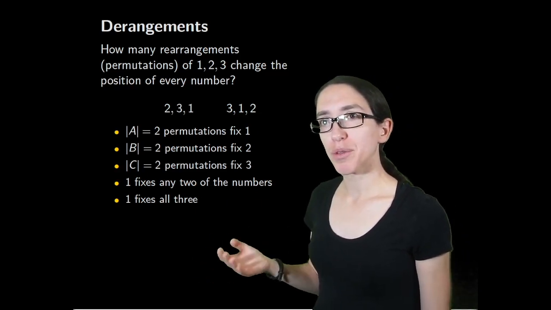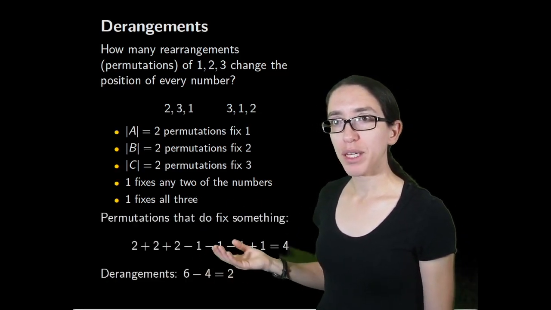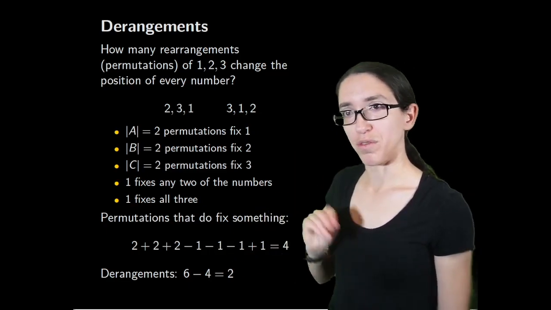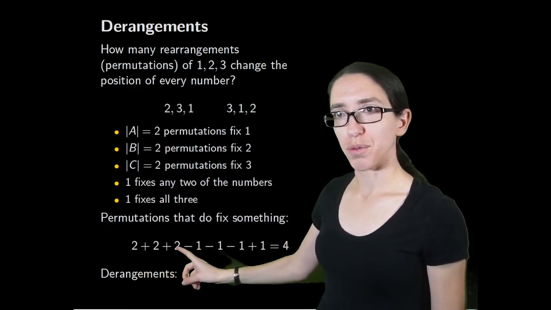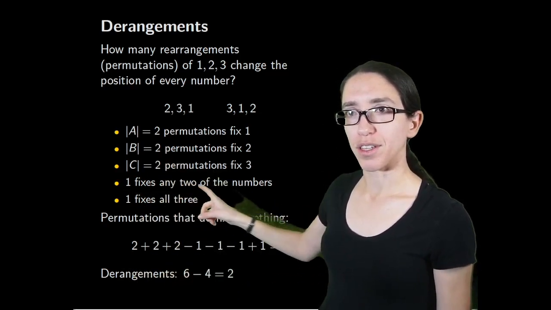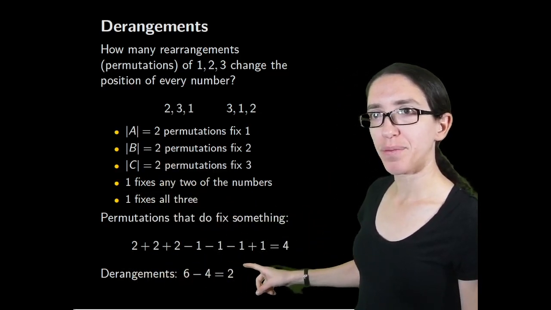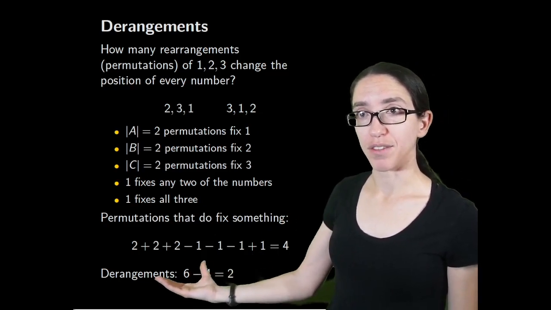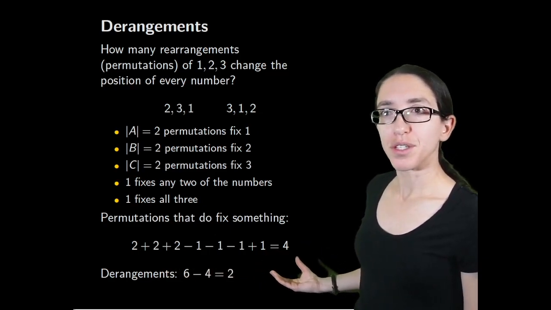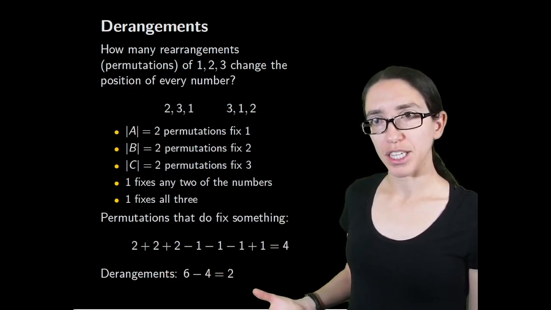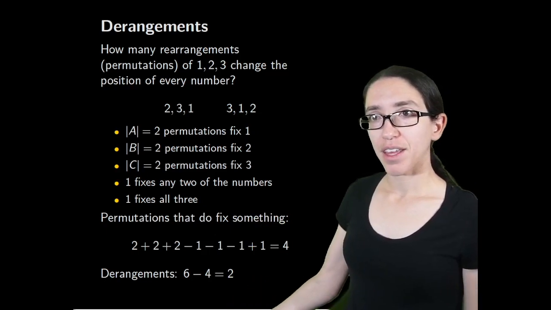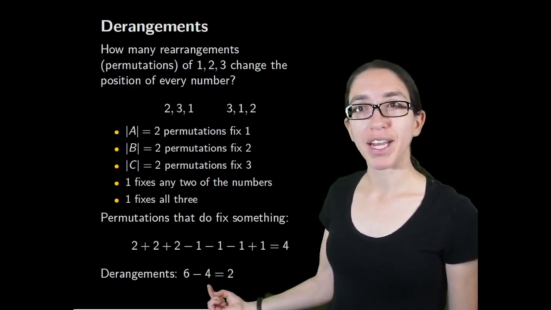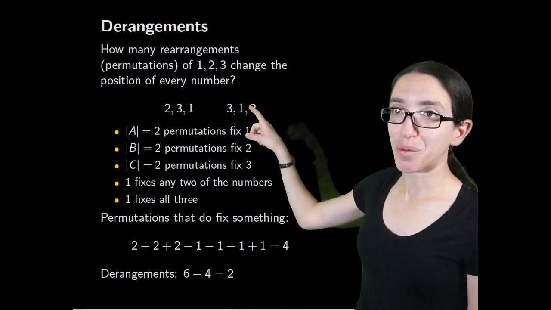And so we can use the principle of inclusion-exclusion to find how many permutations do fix at least some element, that they don't move it. So we add the 2's, 2 plus 2 plus 2, we subtract the 1's that are the intersections, minus 1, minus 1, minus 1, and then we add back that 1. This is what the inclusion-exclusion principle says is the size of the union of A, B, and C. So the size of the union is 4, so there's a total of 4 permutations that do fix some element, and then there's 6 permutations total, so by the subtraction principle, there are 6 minus 4 derangements, or 2, meaning we already found both of them.